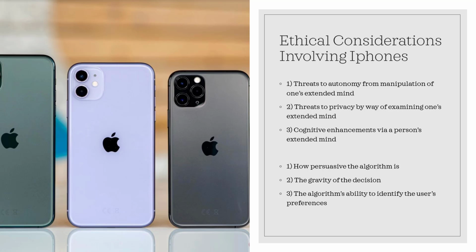If one is able to reflect, they may be able to overcome the persuasiveness. For number two, the gravity of the situation is based on the potential cost and benefits of the situation, and thus the lower the cost and benefits, the lower the seriousness of the decision. Finally, computers' ability to identify preferences based on behavior could lead to an autonomy infraction if one is looking to think outside of their habits.